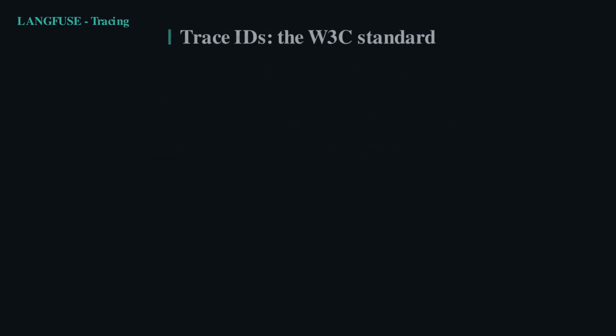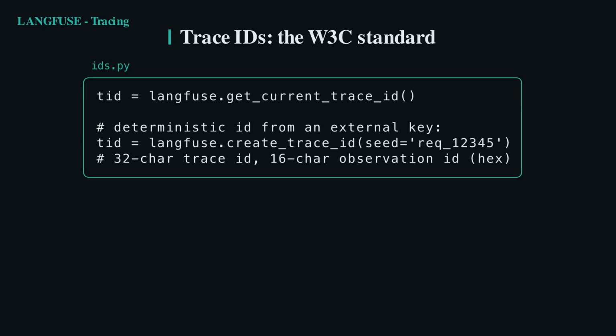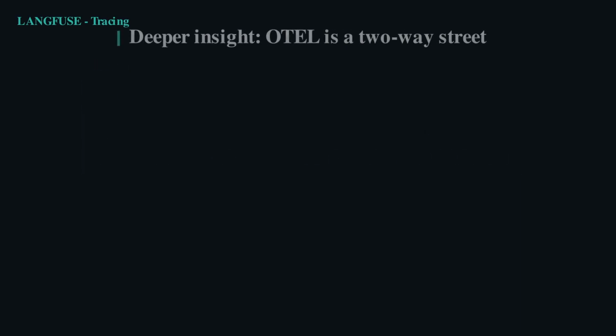Trace and observation IDs follow the W3C trace context standard, 32 hex characters for a trace, 16 for an observation. You can derive a deterministic ID from your own request key, which lets you find a Langfuse trace straight from a log line. Here is what most tutorials skip.